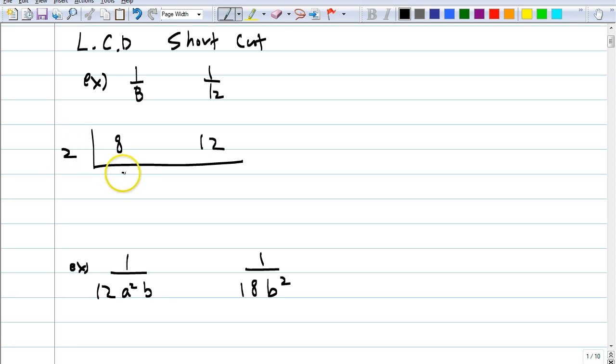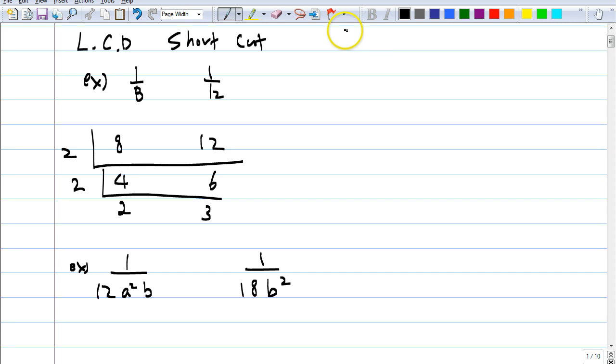So I write 2, and then how many times does 2 go into 8? 4. What about 12? 6. Then 4 and 6. What goes into 4 and 6? 2 again. If you didn't see it as 4, it becomes 4 anyway. So you get 2 and then 3. Does anything go into 2 and 3 other than 1? No, then you just stop.